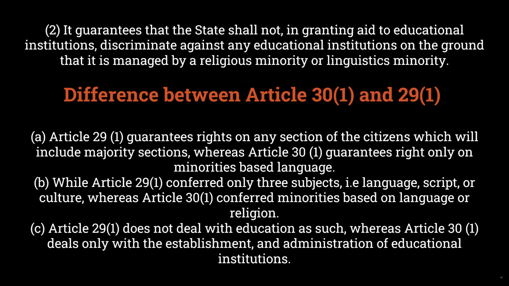Difference between Article 30(1) and 29(1). A. Article 29(1) guarantees rights to any section of the citizens, which will include majority sections, whereas Article 30(1) guarantees rights only to minorities based on language or religion. B. While Article 29(1) conferred rights on only three subjects, i.e. language, script, or culture, Article 30(1) conferred rights on minorities based on language or religion. C. Article 29(1) does not deal with education as such, whereas Article 30(1) deals only with the establishment and administration of educational institutions.